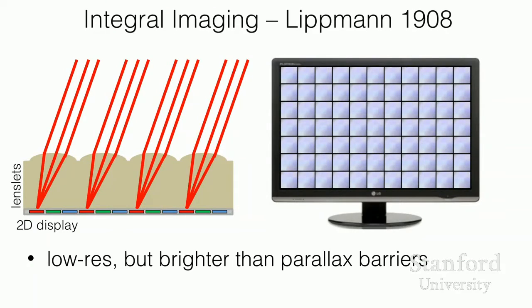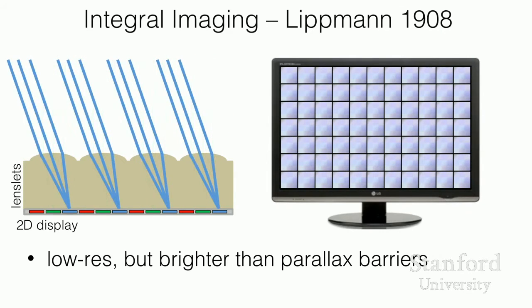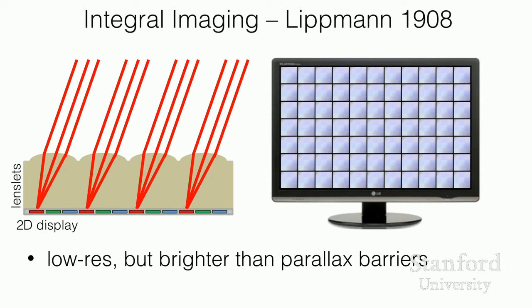So another popular approach, and this is what you see for most 3D televisions today, is called integral imaging. It's also 100 years old. They basically mount small microlenses onto the screen so that the light from different directions is focused, again, on different subsets of pixels on the screen. It's a little bit brighter, but still low resolution.